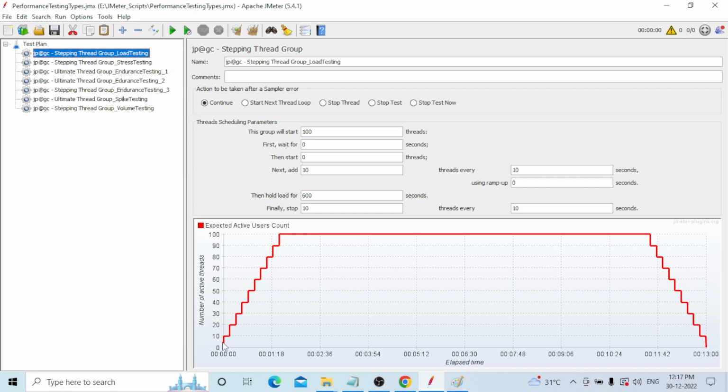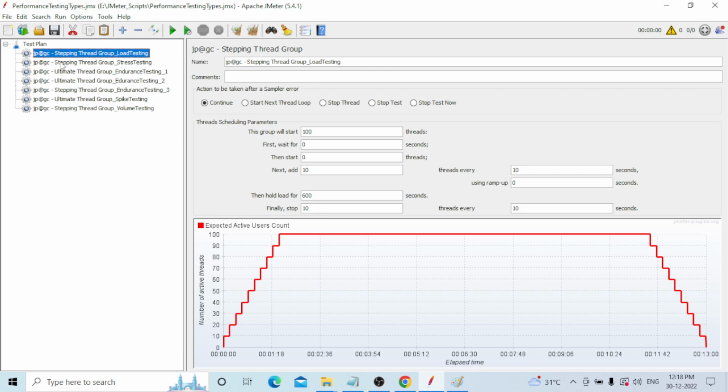One by one, every 10 users you need to increase, run for a total of 10 minutes, and ramp down the same way. This is the way you need to design the load testing. Maybe you need to understand how to use and design the load testing scenario, but after practicing 1 or 2 times, you will also be able to design it. This is the first one, for load testing.